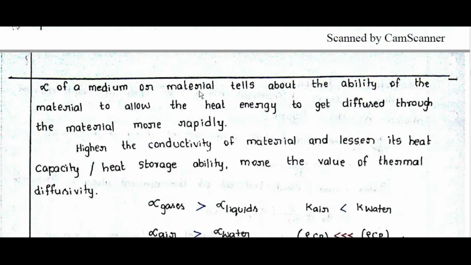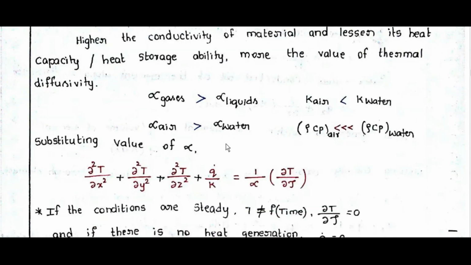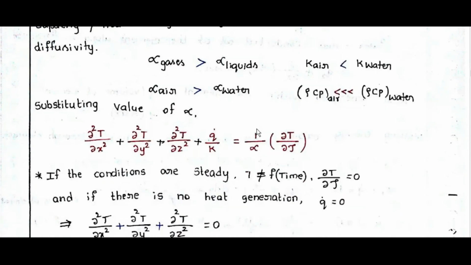Alpha of a medium or material tells about the ability of the material to allow heat energy to get diffused through it more rapidly. The higher the conductivity of the material and the lesser its heat capacity or heat storage ability, the greater the thermal diffusivity. Alpha of gases is greater than alpha of liquids; alpha of air is greater than alpha of water, since K air is less than K water, and rho Cp of air is less than rho Cp of water.